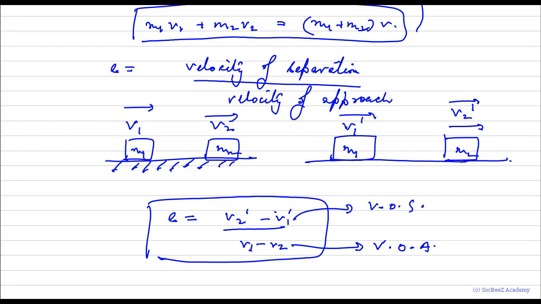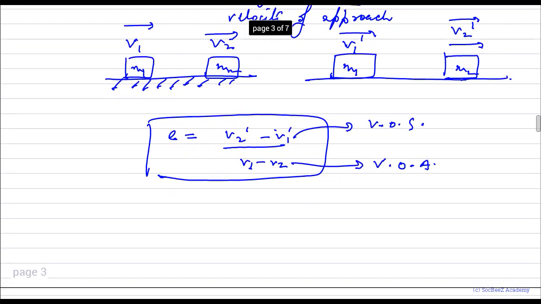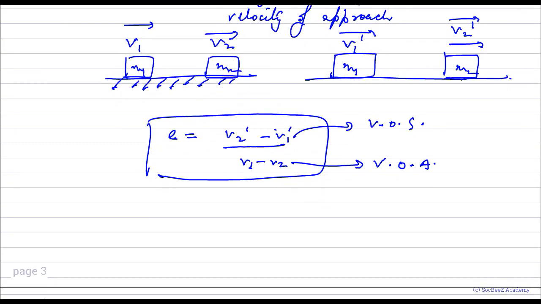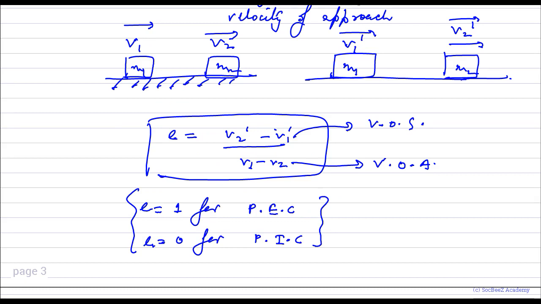So for perfectly inelastic collision, the coefficient of restitution is going to be equal to 0, and for perfectly elastic collision, the coefficient of restitution is going to be equal to 1. So E equals 1 for perfectly elastic collision and E equals 0 for perfectly inelastic collision. These are the two things which we need to remember. E is always going to be less than or equal to 1 and greater than or equal to 0. In all the other cases of inelastic collisions, the value of E is going to be a fraction.